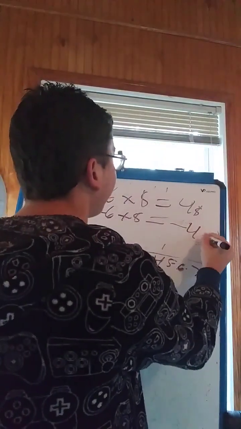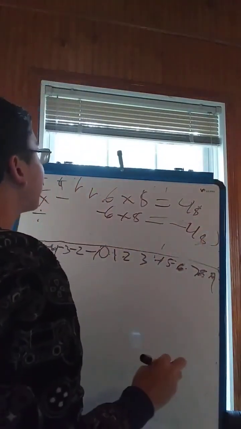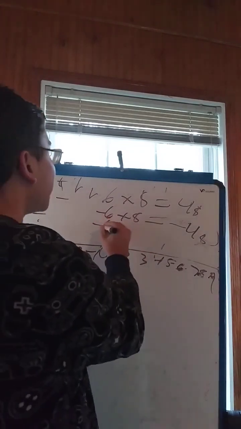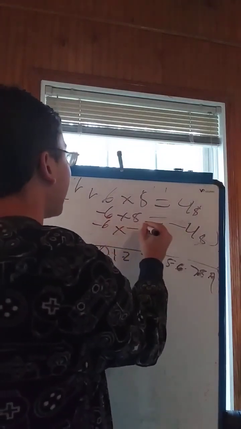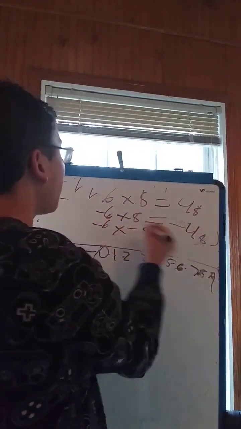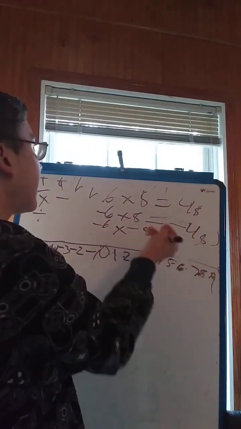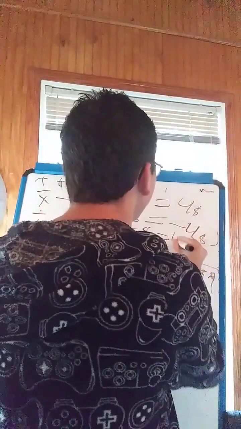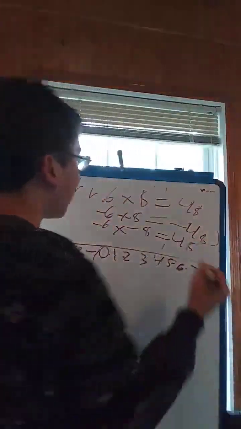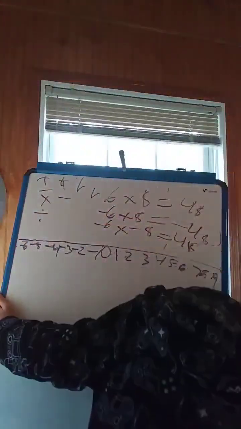So negative 48. When you have negative 6 times negative 8. Well, both of these are the same sign, so your answer would be positive. Forget about the sign for these numbers. So again, that would be positive 48.